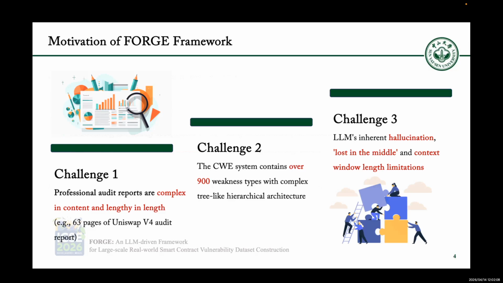Challenge two is the scale of CWE. The taxonomy contains over 900 weakness types organized in a complex multi-level tree. Mapping a vulnerability to the right CWE node is not a simple classification task. Challenge three is LLM limitations, such as hallucinations, context window constraints, and the well-known lost-in-the-middle problem. Combined with the first two challenges, this makes accurate automated labeling genuinely hard.